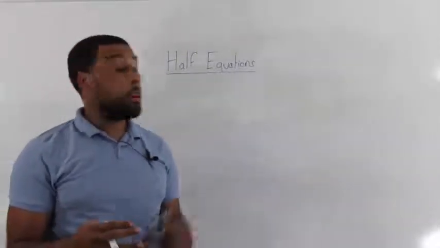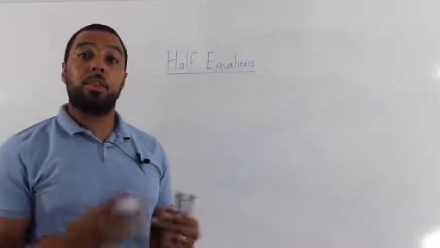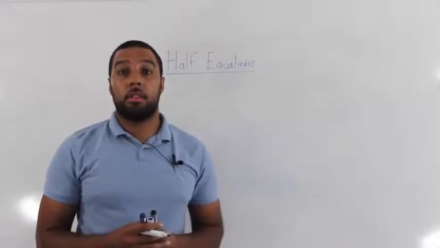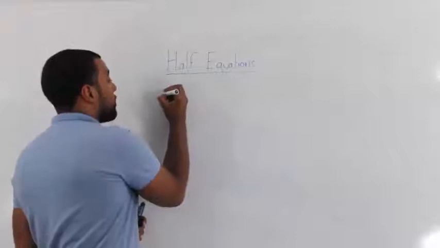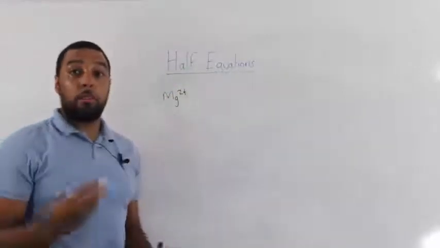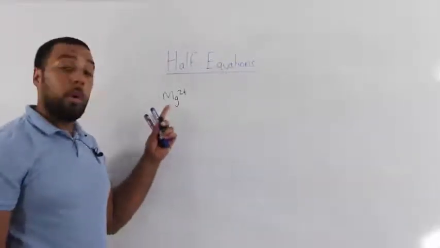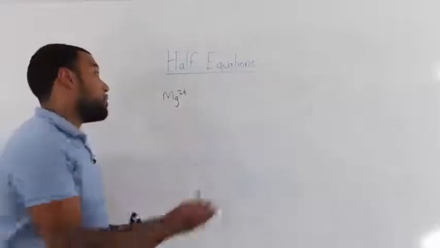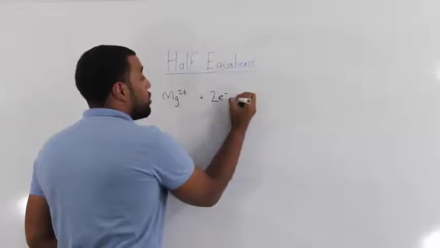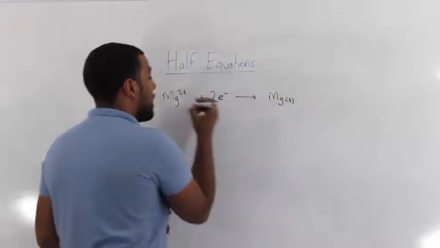And in this lesson, we're going to be looking at half equations. Now, half equations tell us what's happening at each electrode in electrolysis. Let me give you guys an example. We may have a magnesium ion, which has a positive charge, so it will be attracted to the negative electrode. When the magnesium ion gets to this negative electrode, it's going to gain 2 electrons to turn into magnesium atoms.